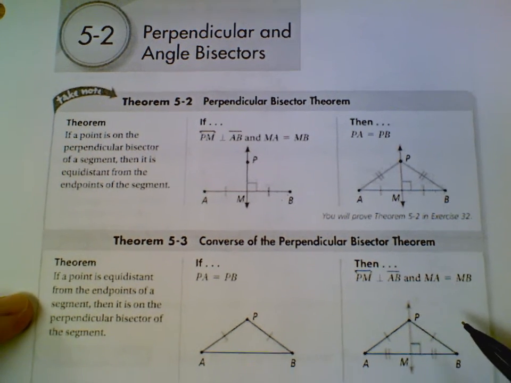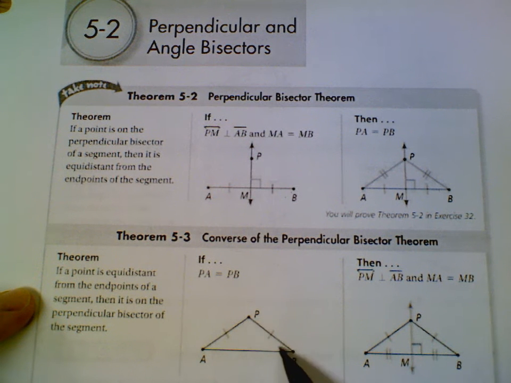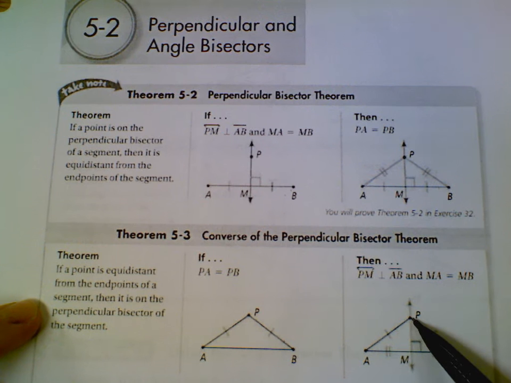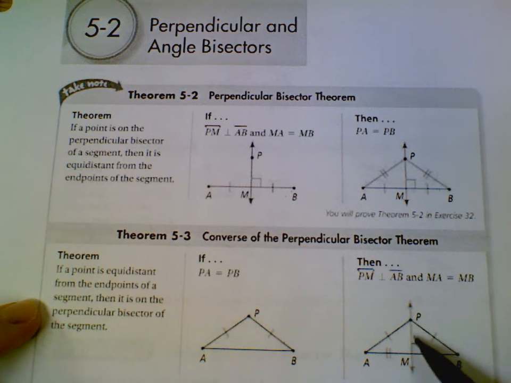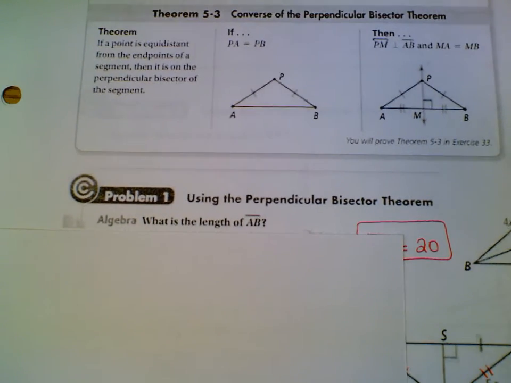The converse of it is also true. If I know that these line segments are congruent to each other, then I also know that this point is on the perpendicular bisector of the segment. Let's take a look at an example.